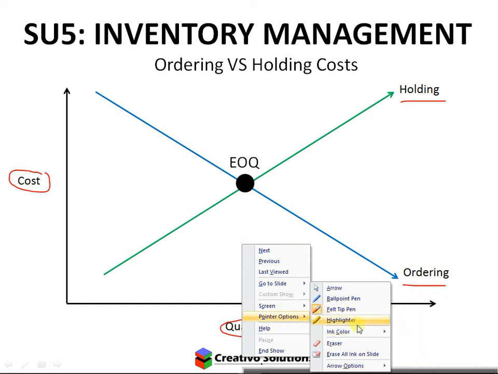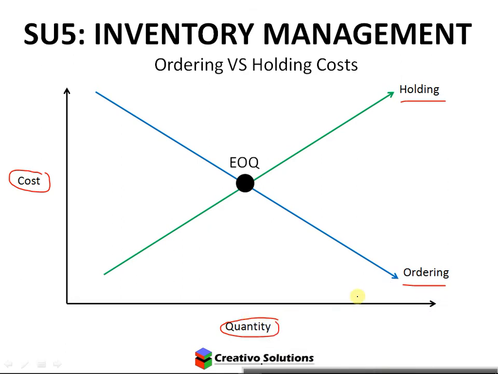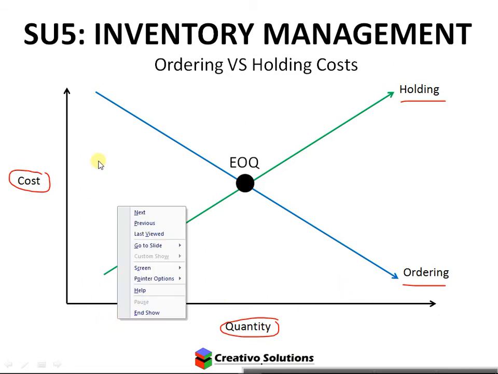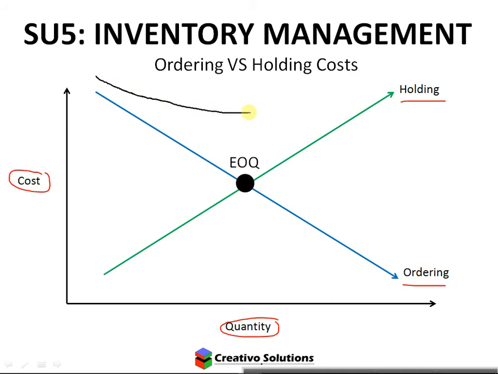Where would the total cost function be? Where would the total cost function be, guys? How would you plot total cost on this diagram? A horizontal line, no? Yes. How would you plot total cost on this line? Ordering plus holding would give you a graph that would look like this. That would be your total cost function.